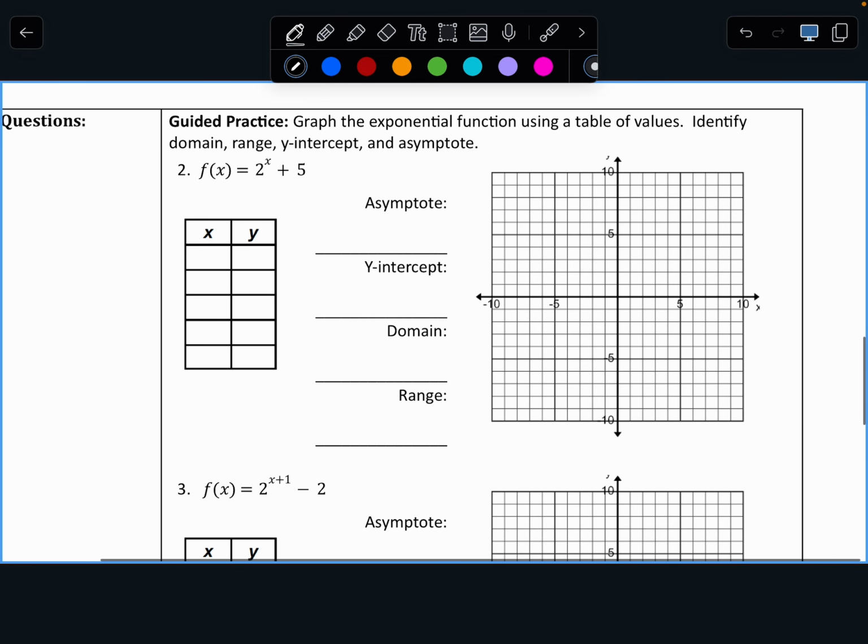Number 2, let's find the asymptote. So, oops, I meant to highlight that. K is 5. So my asymptote is y equals 5. Let's find the y-intercept by plugging in 0 to the equation. Two to the power of 0 is 1. 1 plus 5 is 6. So here is my y-intercept. Fill in the rest of the x's, and then we'll be plugging those into the equation.